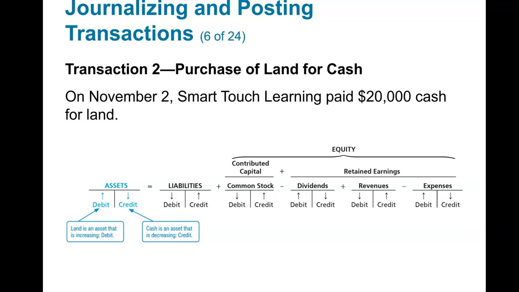Question number one, land and cash. Are they going up or down? Well, I'm acquiring land, so I'm going to record land on my books. The land account will go up. I'm paying for the land with cash, so my cash account will go down.